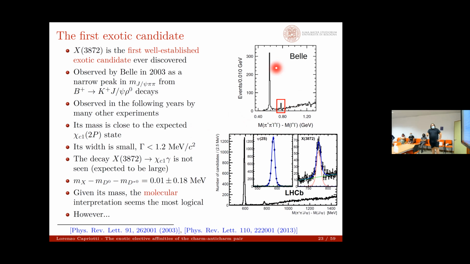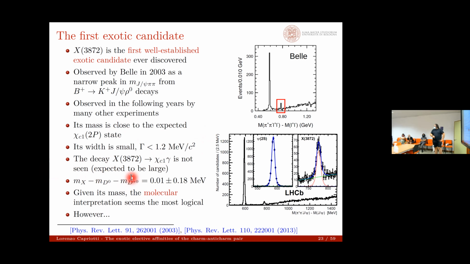This is the same plot as this one, but 10 years later. So the peak is much larger, much more well defined, if you wish. The mass of this state is very close to the expected chi_c1(2P) charmonium state, but the width is extremely small. And actually up to last year, we only had an upper limit on the width. And the radiative decay to the chi_c1 state is not seen, and that is expected to be large if the X(3872) is a charmonium. Another suspicious thing is that the mass of the X is really close to the D0 D*0 threshold.